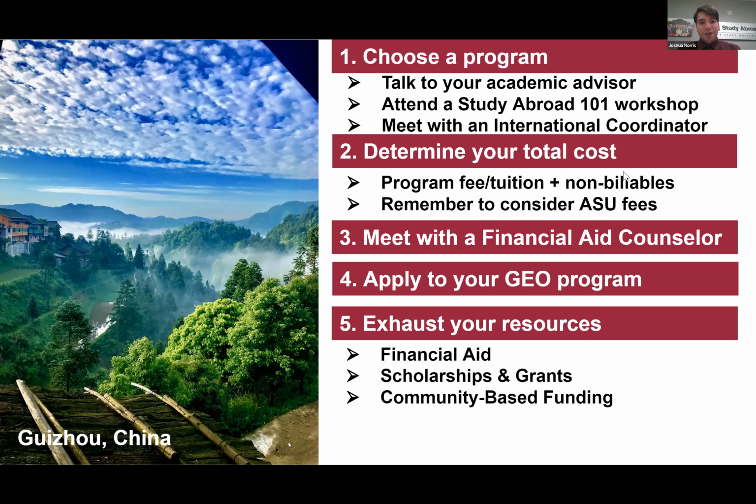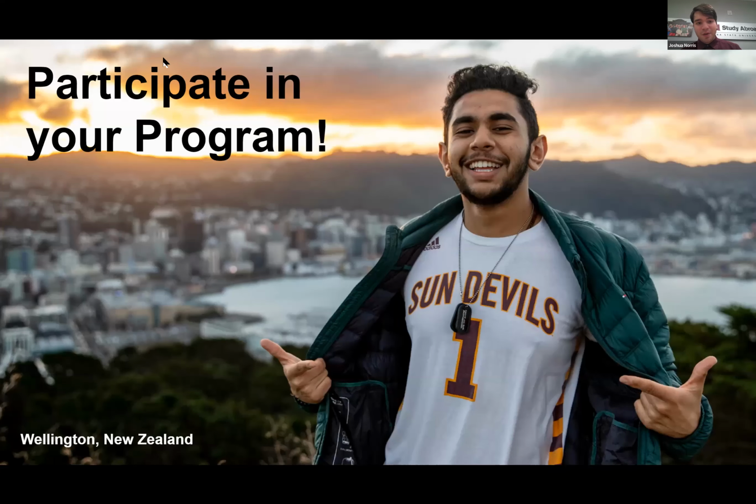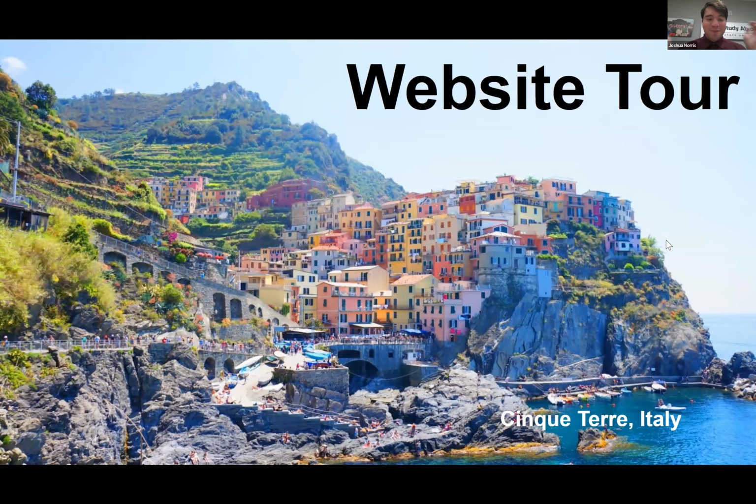You'll want to meet with a financial aid counselor to see how the federal aid and financial aid you normally receive may be affected. And from there, you're ready to apply. Make sure that you are exhausting your resources, taking a look at the scholarships and grants that are available, financial aid, and community-based funding if you so choose. And once you've done all of this, all that's left is to participate in your program. And then you're abroad. Or virtual if you're participating in a virtual program as well.